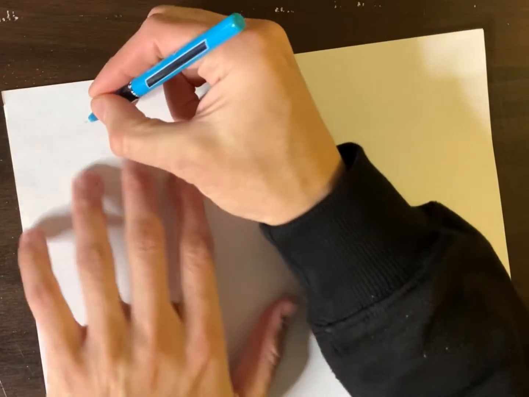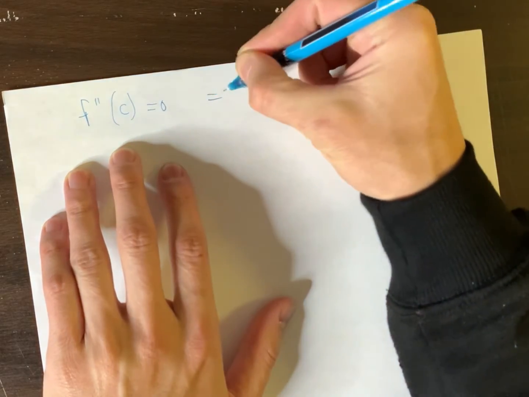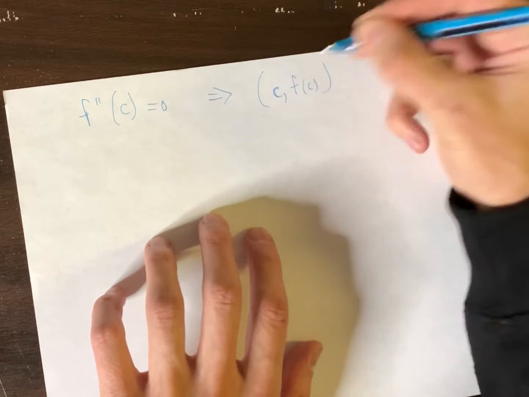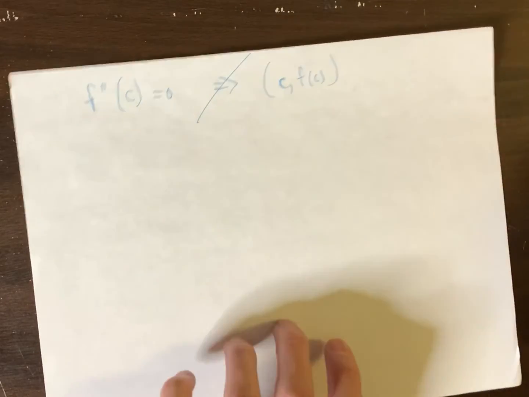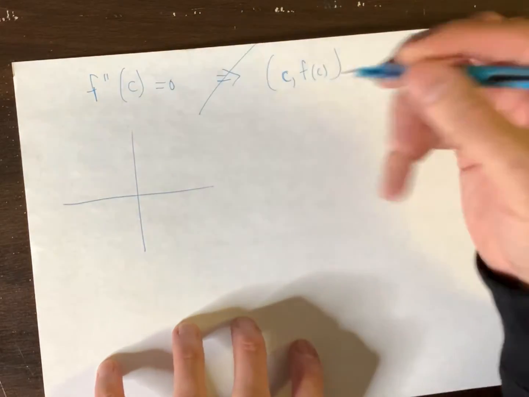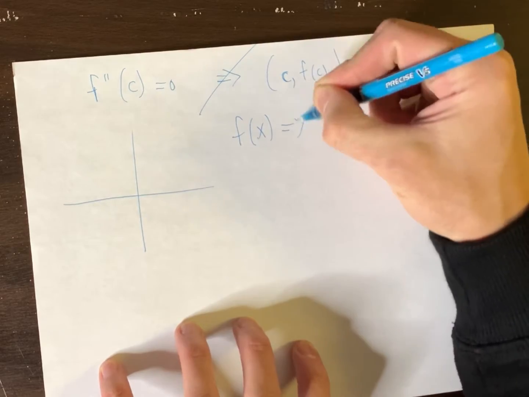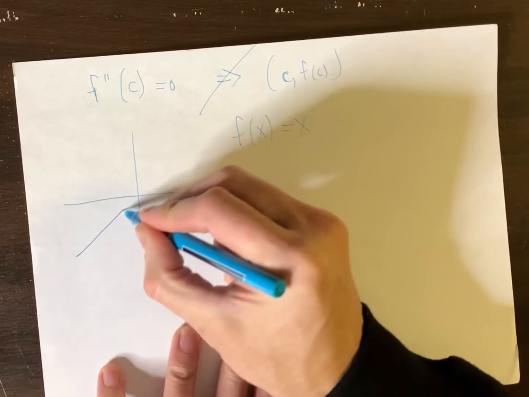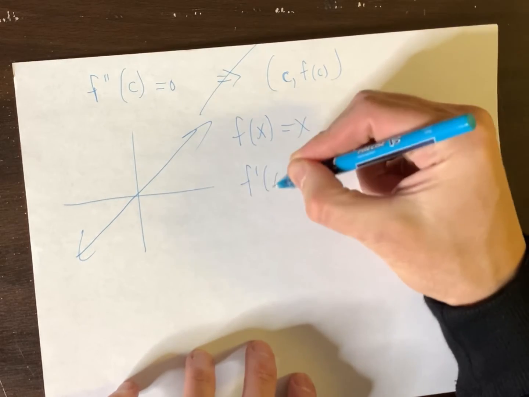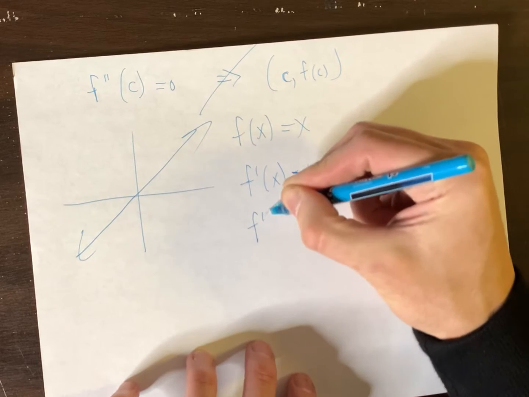Now for this one here, they're saying that f double prime of c equals 0, that implies that (c, f of c) is a point of inflection. But that is false. And you only need one counterexample to prove them false, or to prove that this is not true. And consider this example, f of x equals x. This is the graph of f of x equals x. What is the derivative? The derivative is 1. And what is the second derivative?